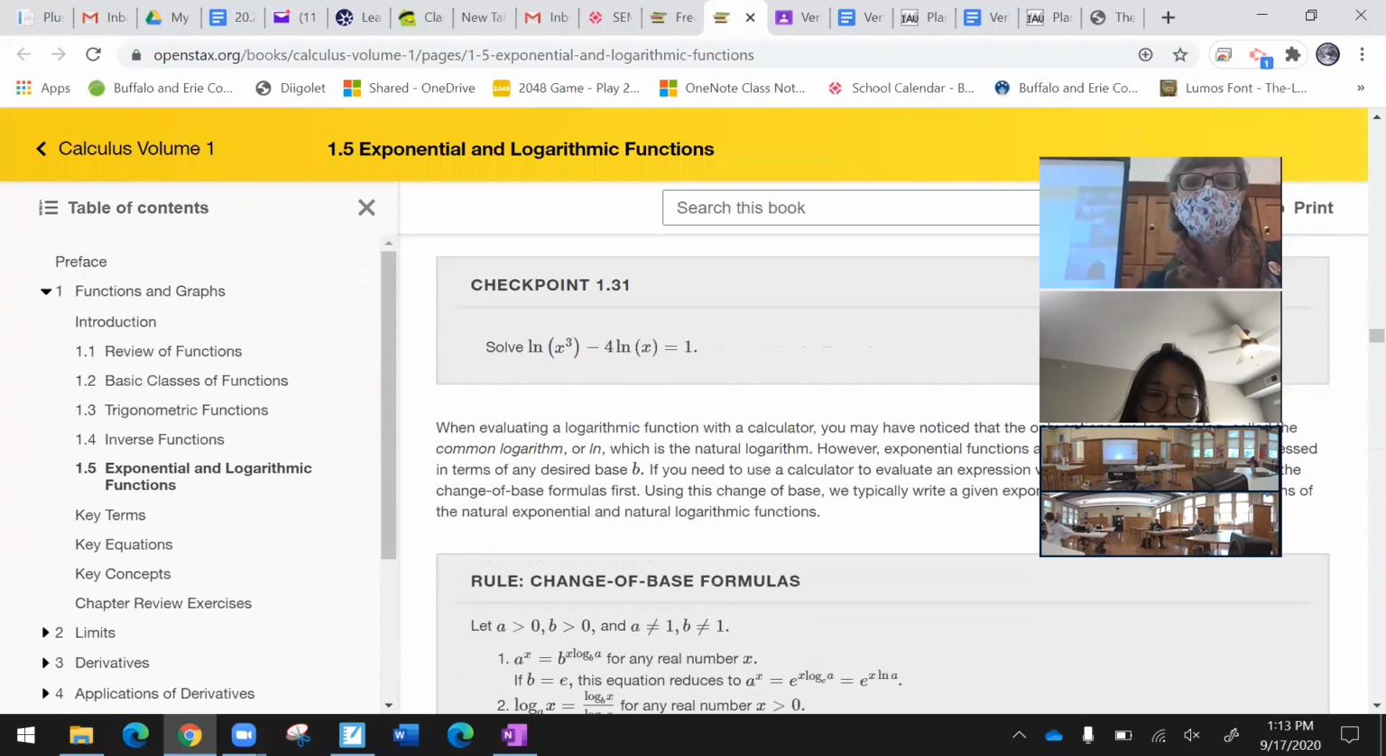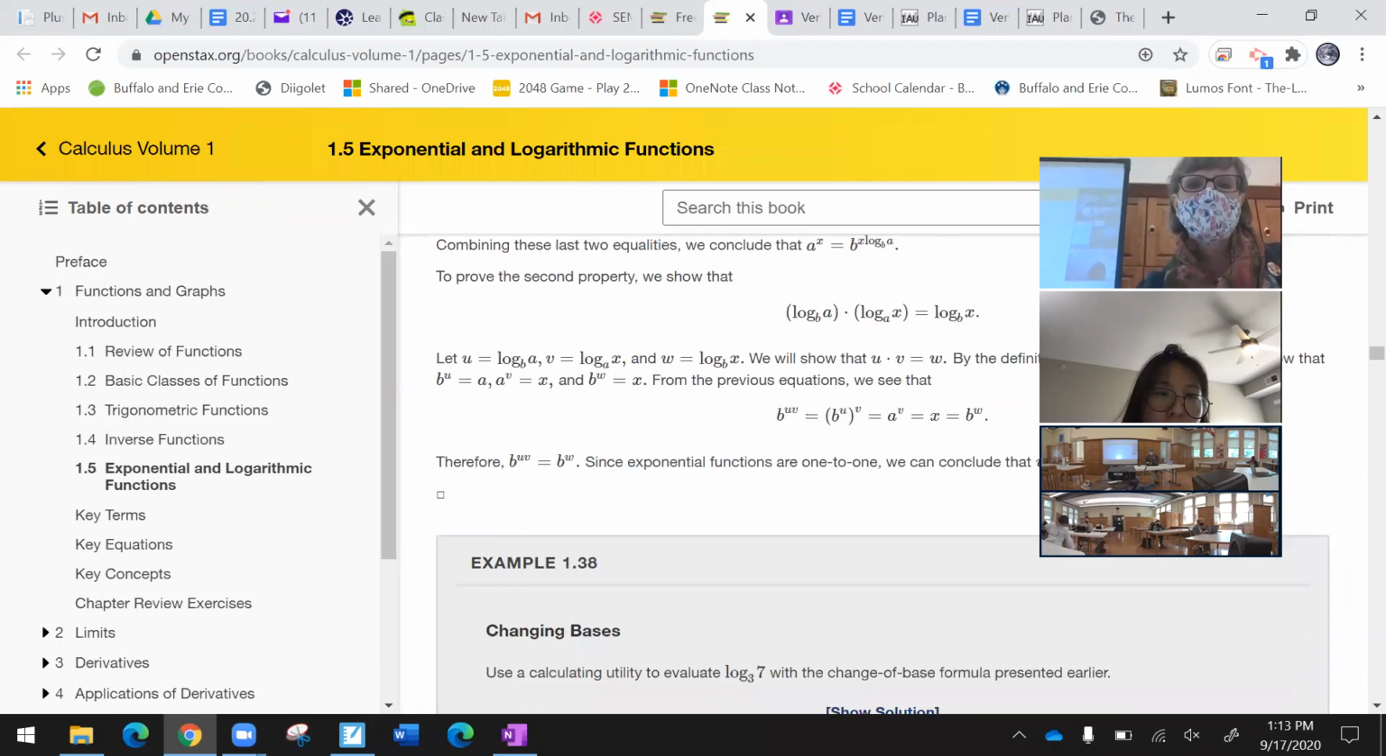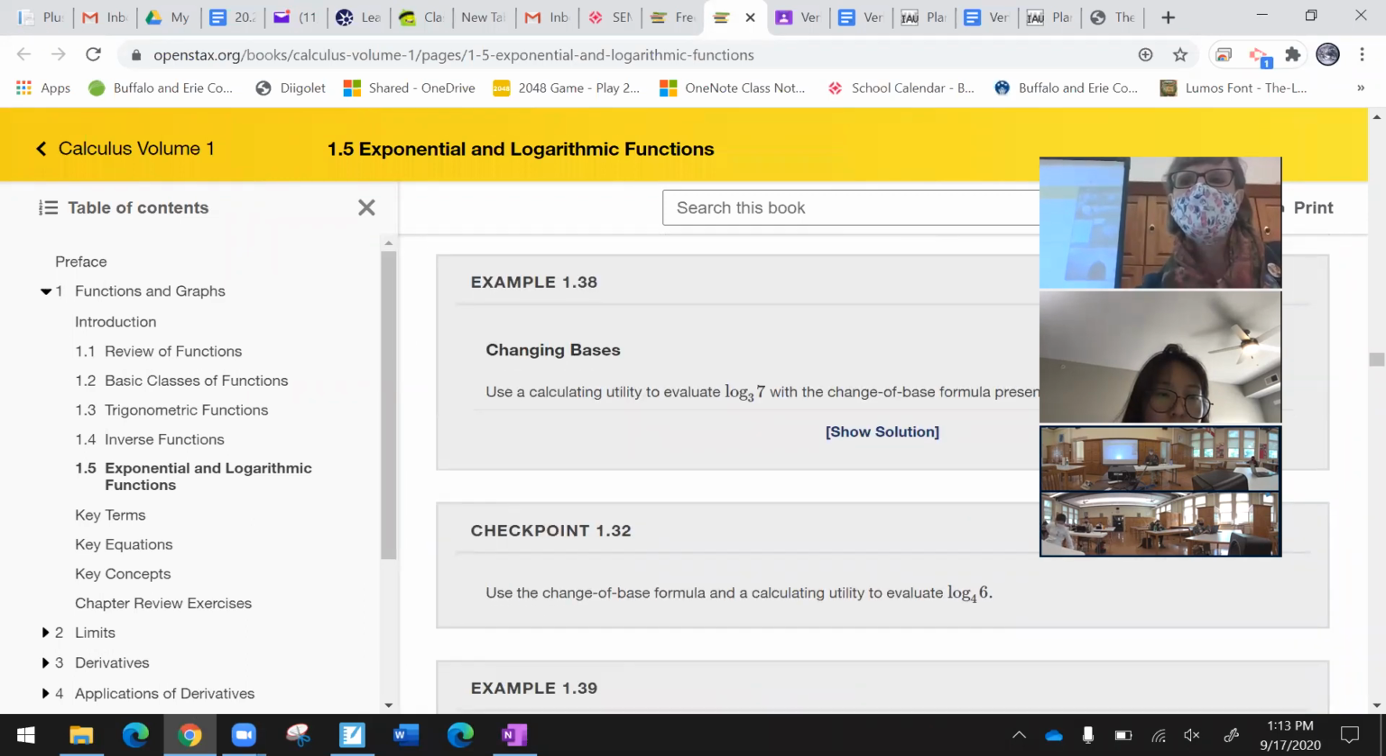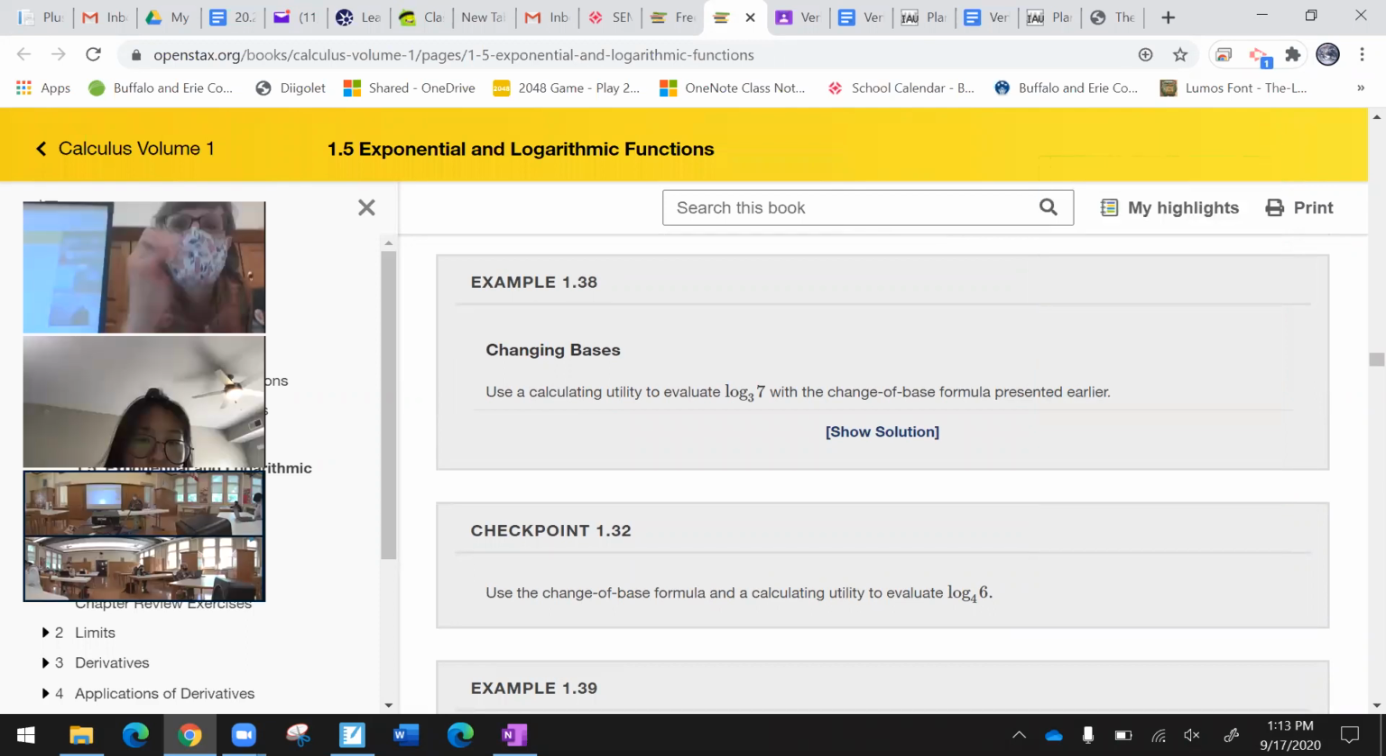Let's see. So that's 1.7, 1.37, 1.38, change of base. I just don't understand why you use natural log. Like this. Because that's the change of base formula. That's it. I mean, that's the bottom line.